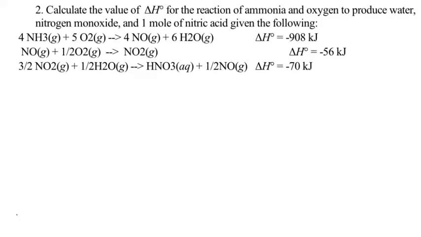Calculate the heat at constant pressure, that's delta H, for the reaction of ammonia and oxygen to produce water, nitrogen monoxide, and 1 mole of nitric acid. So, I see that I want ammonia. The equation that I have with ammonia is the first one there.